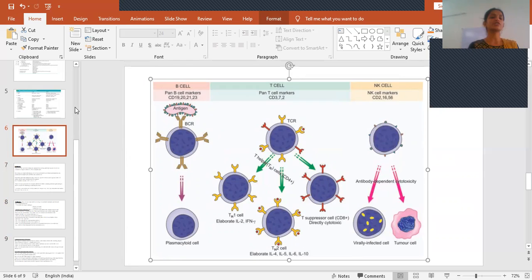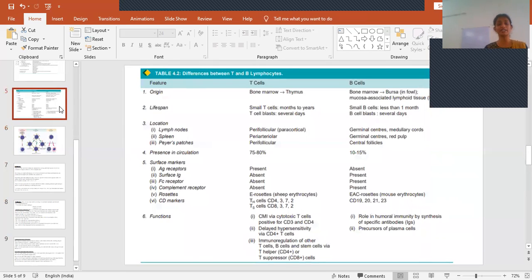So here is a table which is showing differences between T and B lymphocytes. The origin of both these lymphocytes is bone marrow, but T cells are produced from the thymus region. That is the reason they are called T cells, as they originate from the thymus. When coming to B cells, they originate from the bursa region. So that is the reason they are called B cells.